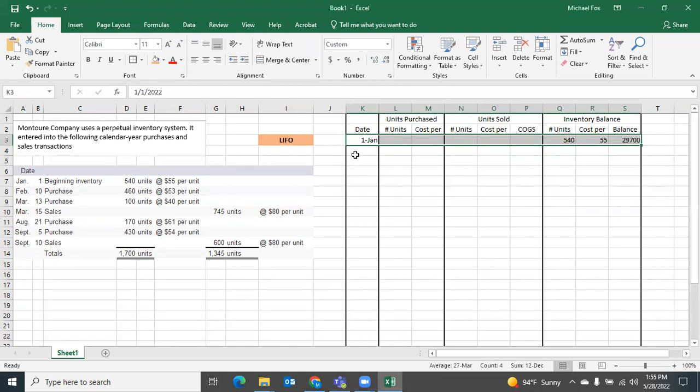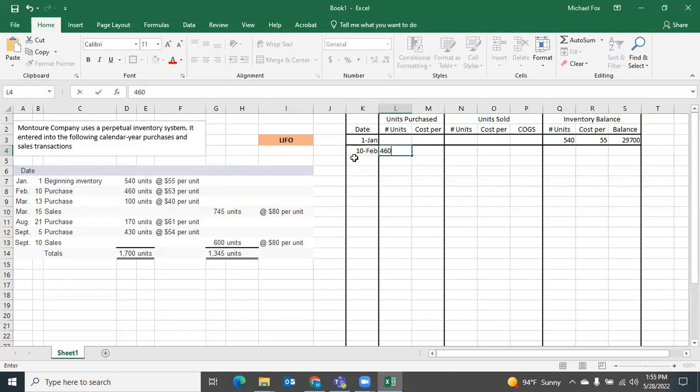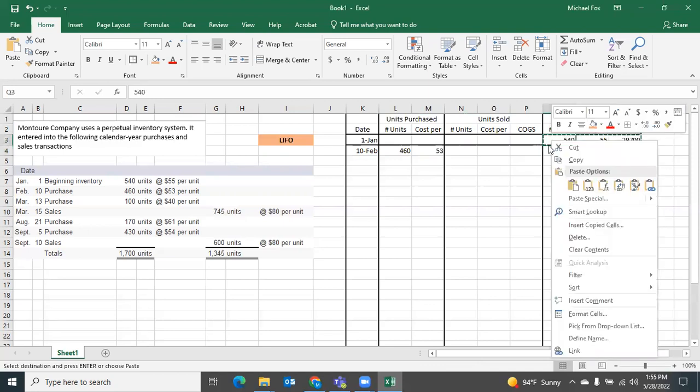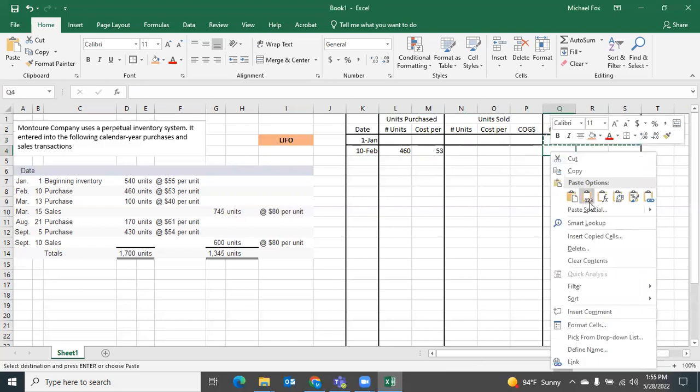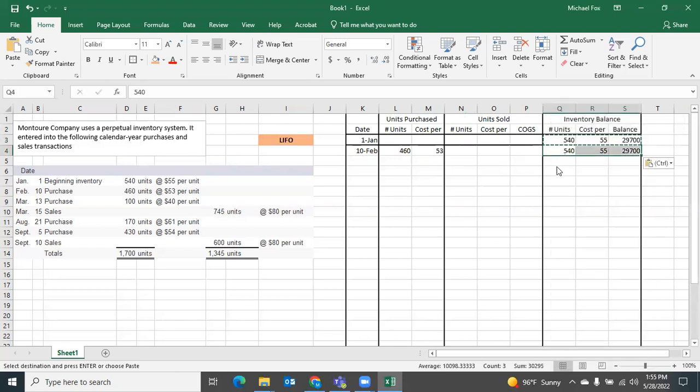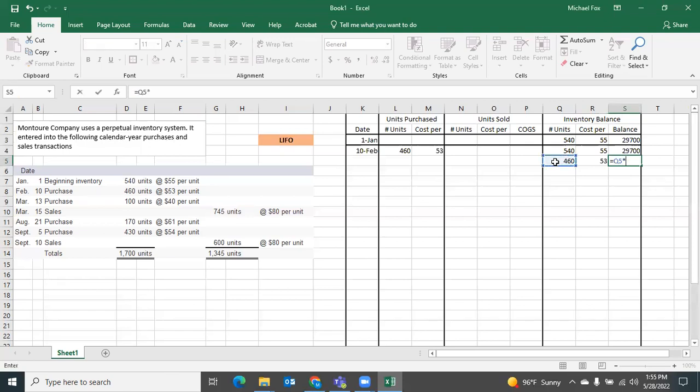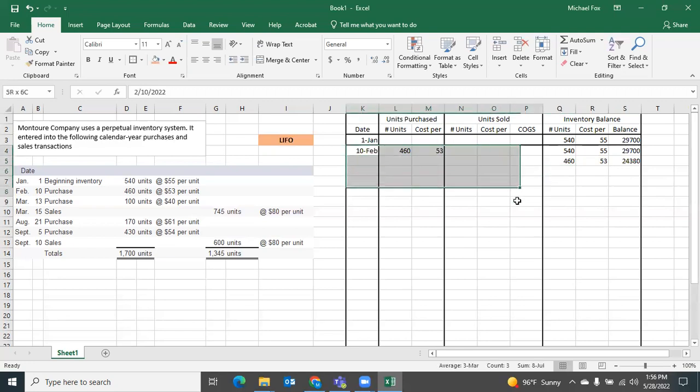Then on February 10th, they made a purchase. So they purchased 460 units at $53 per unit. So now their inventory will be the 540 units that they already had, plus the 460 units that they just purchased. So there's their inventory now at the end of February 10th.